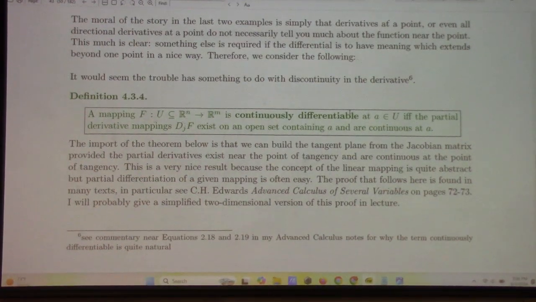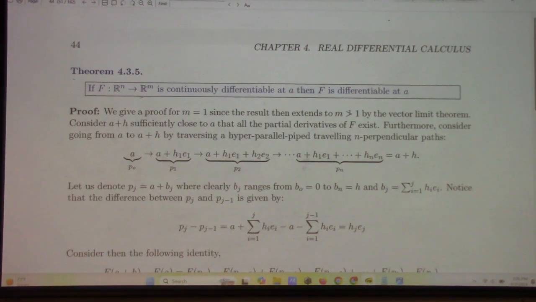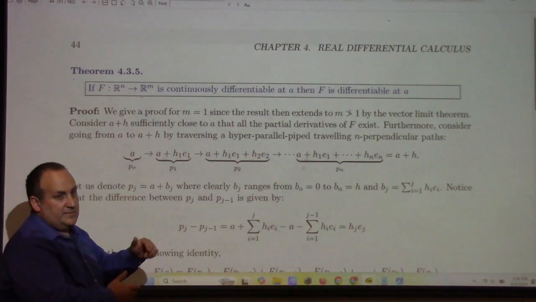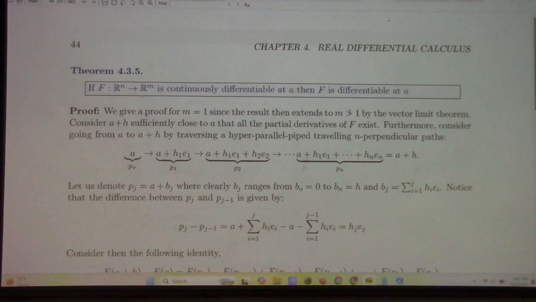Now, here is the theorem. If f is continuously differentiable at A, then f is differentiable at A. That's the big theorem here.